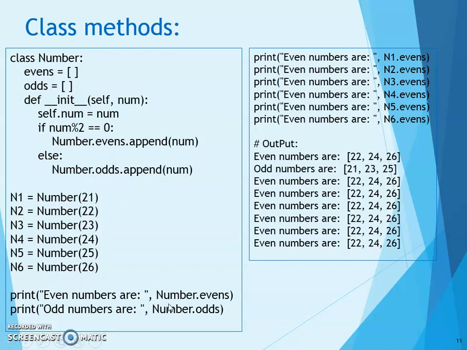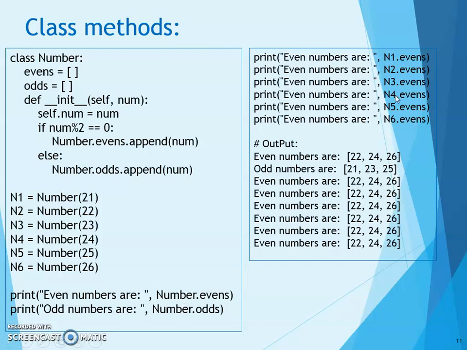Now we want to display all the numbers in even. So we want to display this list, and we want to display this list by using these two statements respectively. So the list will show 3 numbers are even and 3 numbers are odd.